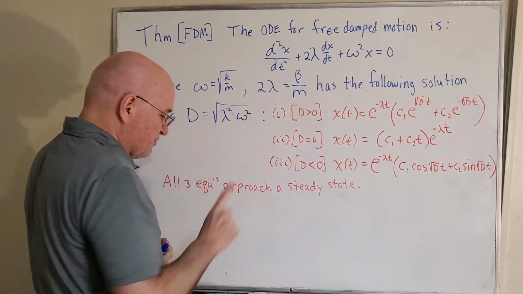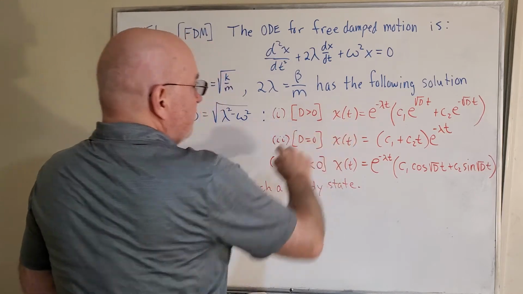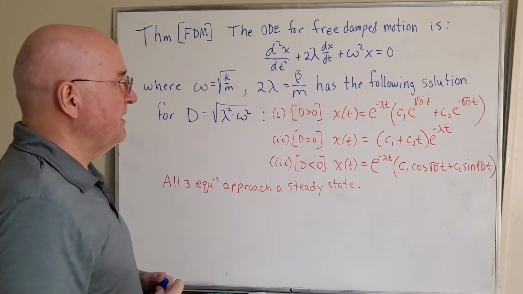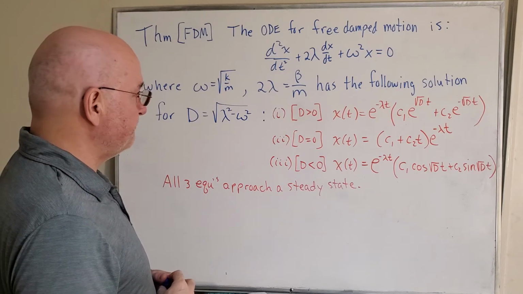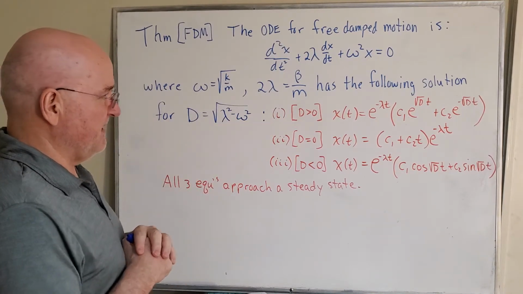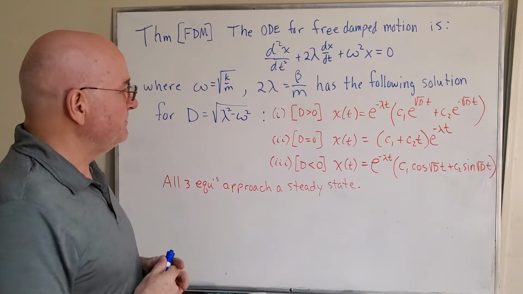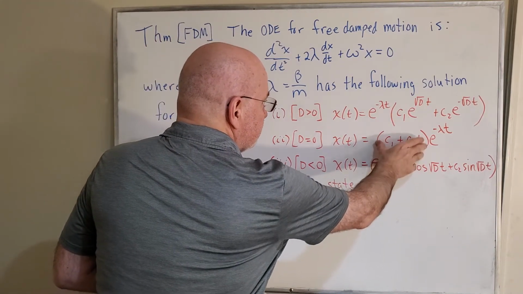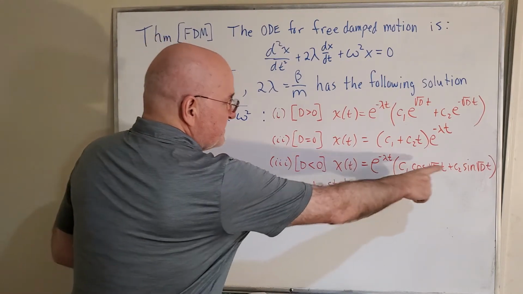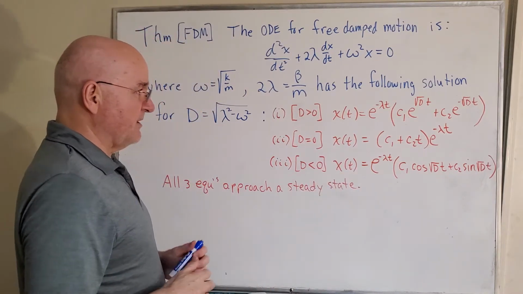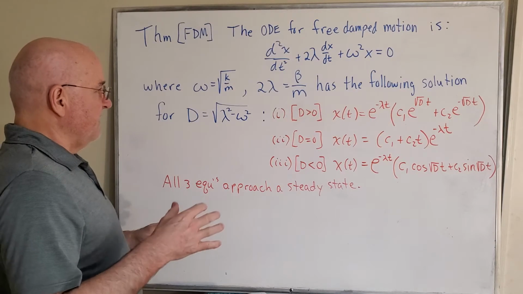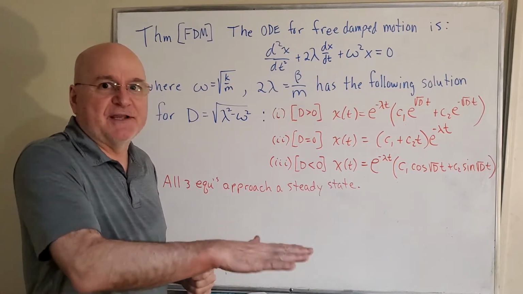So if the discriminant is greater than 0, then this is the position, this is the solution: e to the negative lambda t times c1 e to the radical d times t plus c2 e to the negative radical d times t. And we'll go back and discuss the distinction among these three cases in a minute. When d is equal to 0, x of t is just this, c1 plus c2 t times e to the negative lambda t. And when d is less than 0, we've got x of t equal to e to the negative lambda t times this. This is the only one that has sines and cosines in it: c1 cosine of radical d times t plus c2 sine of radical d times t. And in all three of these conditions, it's going to approach a steady state. It may never get there, but it's going to approach it.